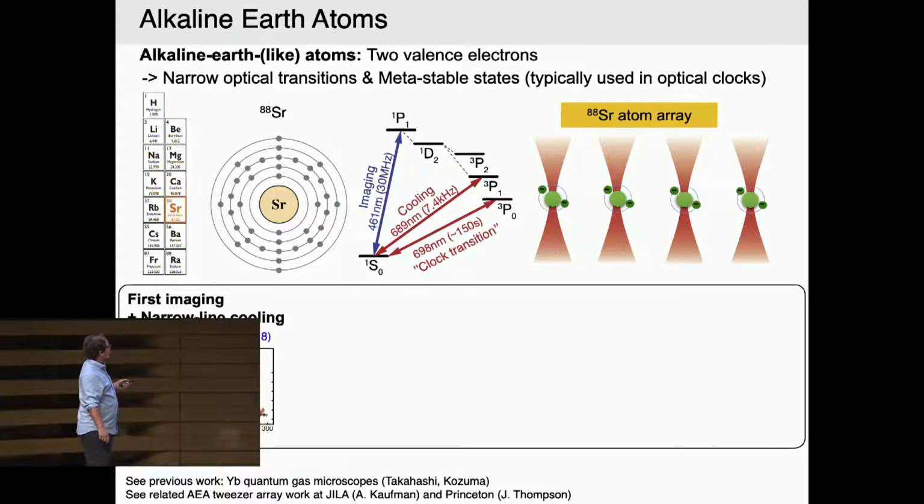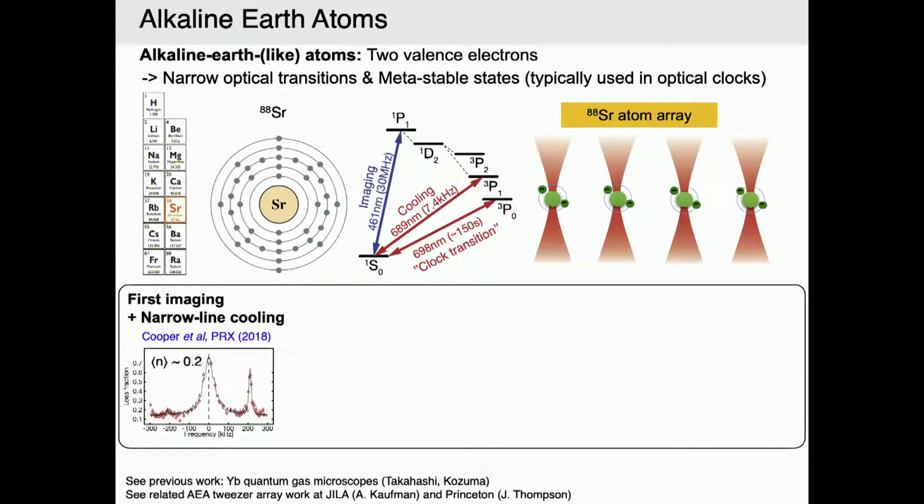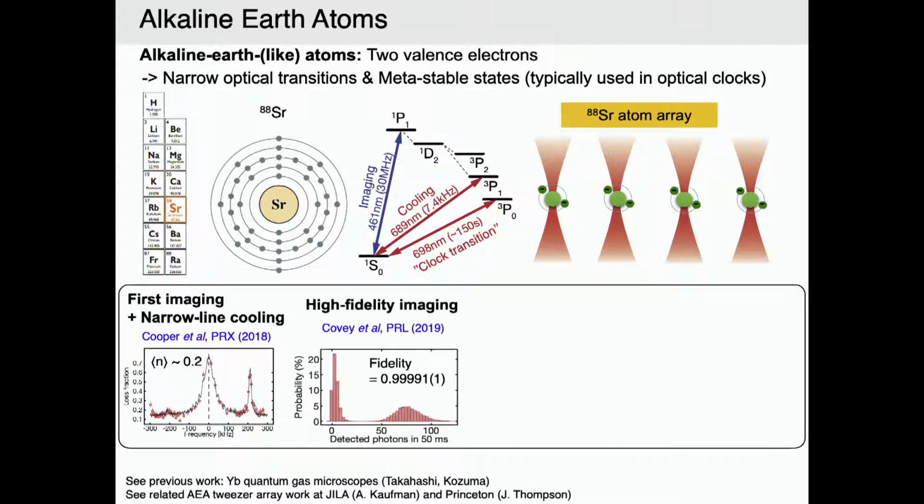So in 2018, we had the first paper on imaging single atoms in tweezer arrays, where we also showed narrow line cooling. For example, the 7 kilohertz transition in strontium we can use to do sideband cooling to pretty cold temperatures directly. We then followed up with a very high fidelity imaging result where we can do imaging with over 4 nines actually.